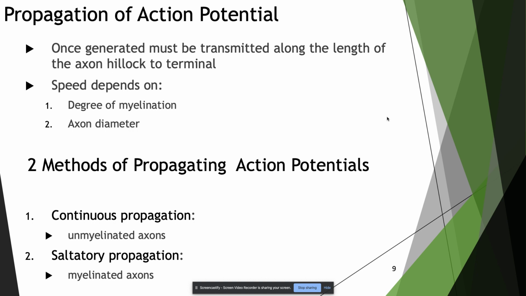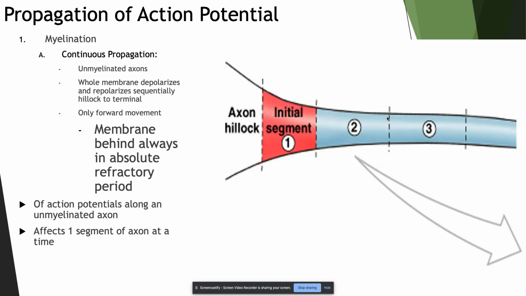But action potentials may travel along an axon by continuous propagation in unmyelinated axons, or by saltatory propagation in myelinated axons. We're going to get a little more in depth into the propagation of action potentials here. First, we're going to talk about continuous propagation, and then the degree of myelination.